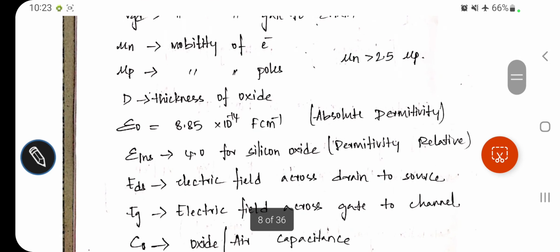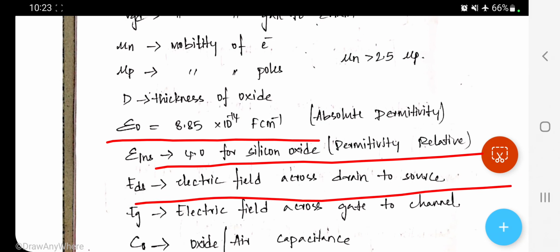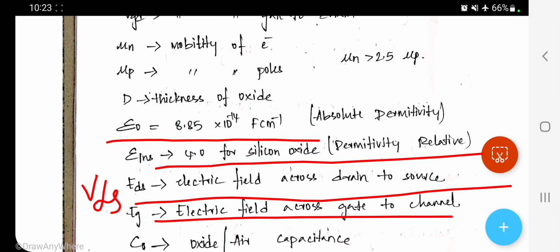above the gate, the thin oxide. Then we have epsilon naught, the absolute permittivity, then the relative permittivity. Then we have the electric field across drain to source, which is because of the applied VDS, the longitudinal field. And then we have EG, the electric field across gate to channel. This is the transverse electric field, which is vertical, because of the VG.